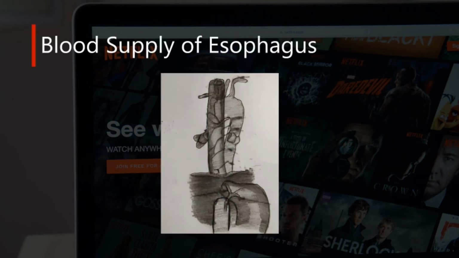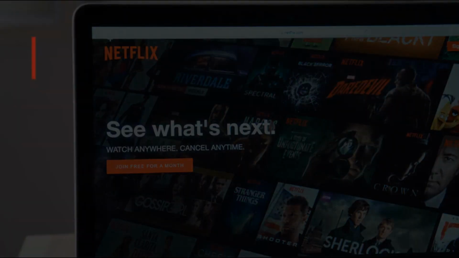The blood supply of the esophagus. The upper third of the esophagus is supplied by the inferior thyroid artery, which is this one. The middle third by branches from the descending thoracic aorta, and the lower third by branches from the left gastric artery. This one. The veins from the upper third drain into the inferior thyroid veins, from the middle third into the azygos veins, and from the lower third into the left gastric vein, a tributary of the portal vein.